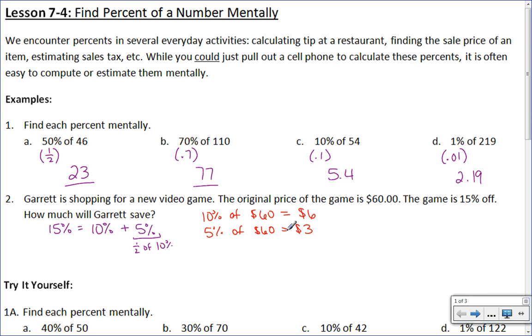Okay, but we want how much he will save, so we need to add those together to get a total of $9. And this is typically how a lot of people calculate that 15% tip in a restaurant as well. You get the 10% just by multiplying by 0.1, which really just moves the decimal place over once to get $6 here. And then half of that to get 5% is $3. So that's actually a really clever way to calculate tip at a restaurant.